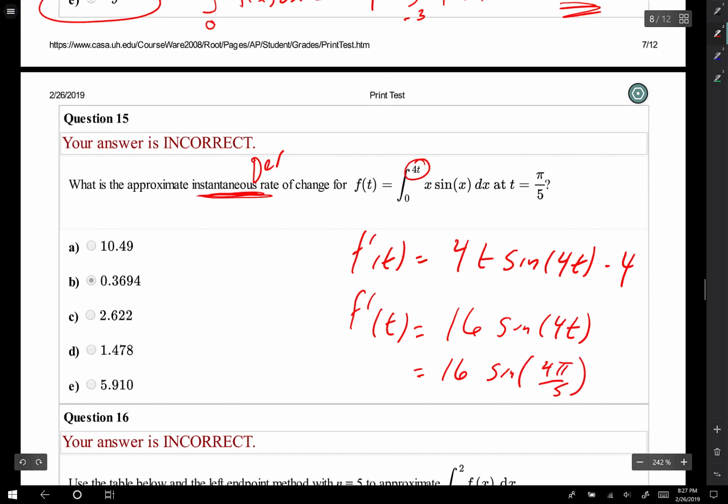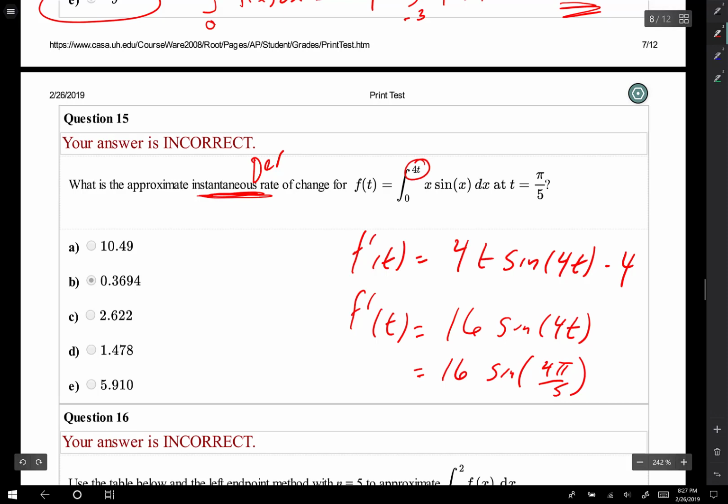And I take my little calculator and I just type it in. 16 times sine of 4 pi over 5. And I got 9. I didn't get any of those answers. That sucks. Let me check again. Hold on.